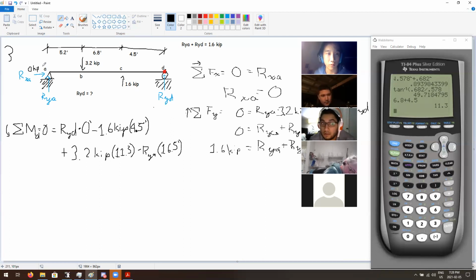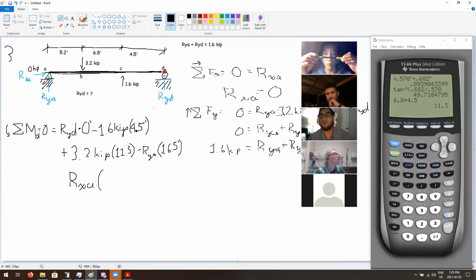All right, now there's one more force. We're gonna add this force right here. Actually, we don't know if it's going clockwise or counterclockwise, so we're just gonna write it real quick. R X A times how far is it away from D? So it's all those lengths together, 11.3 plus 16.5. It's pointing straight at D. It's not gonna go anywhere.